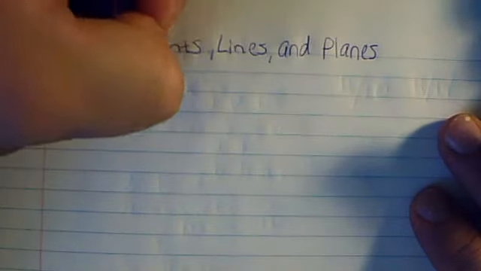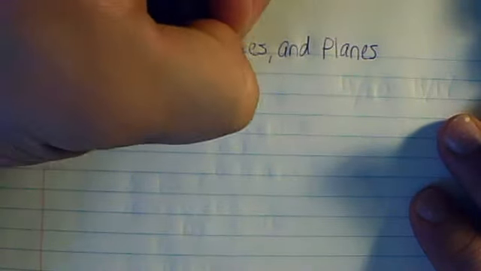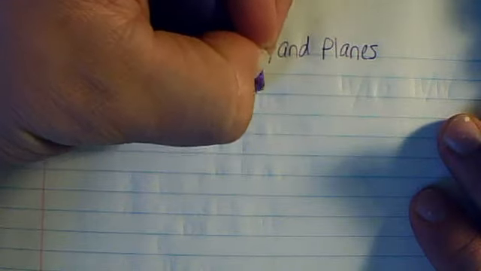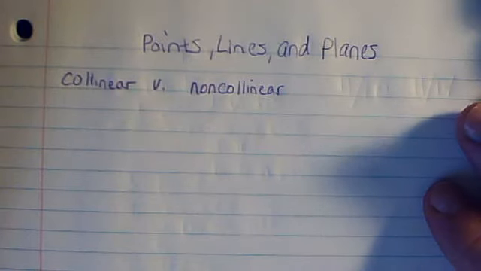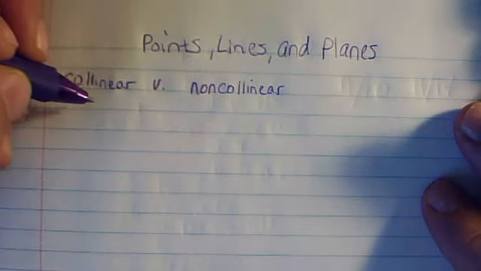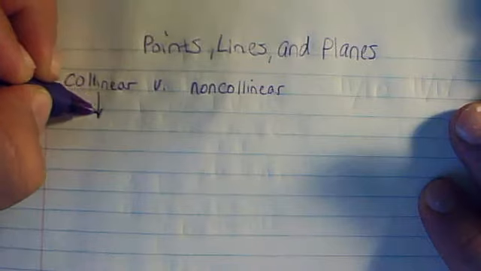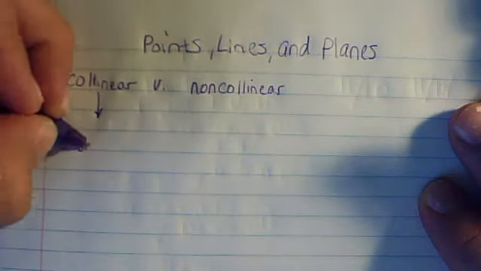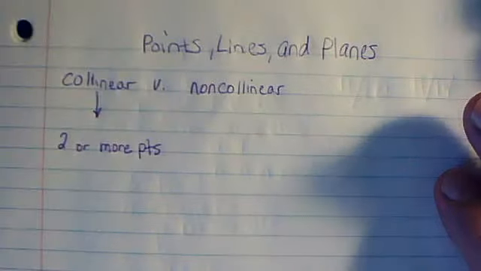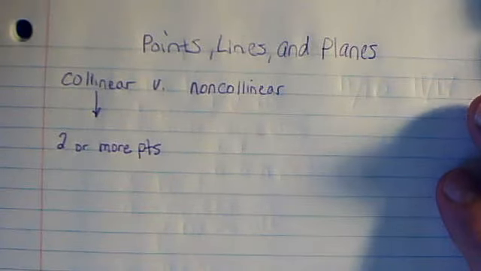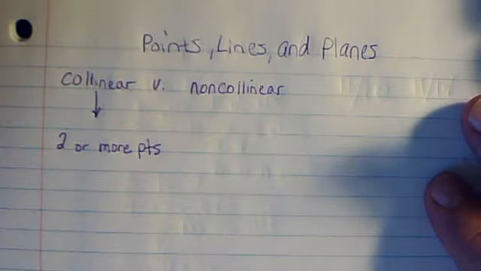versus non-collinear. So remember that these words are telling me whether or not points can create a line. In order for something to be collinear, okay, I need to have two or more points. Any 2 points can create a line. Okay, it doesn't matter where the points are located in space, I can connect them and create a line.